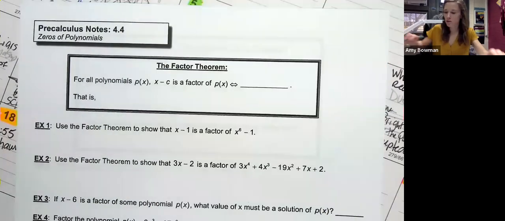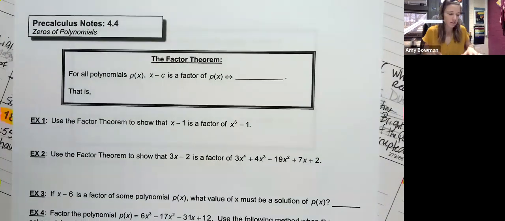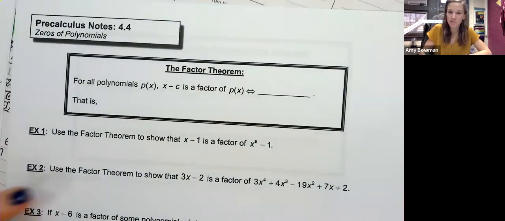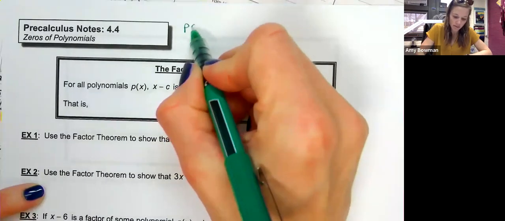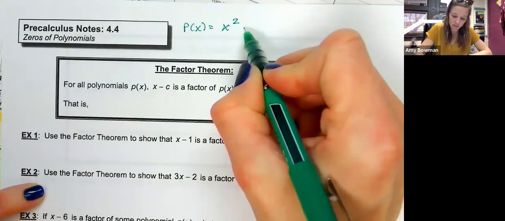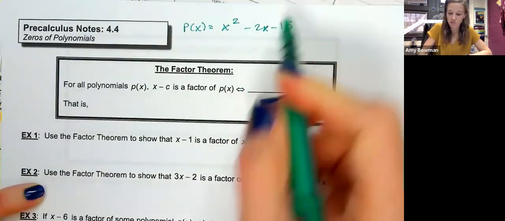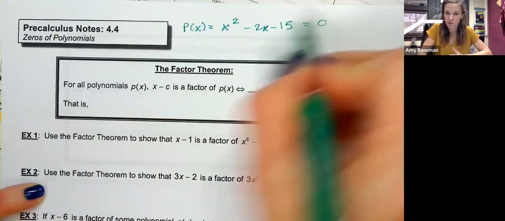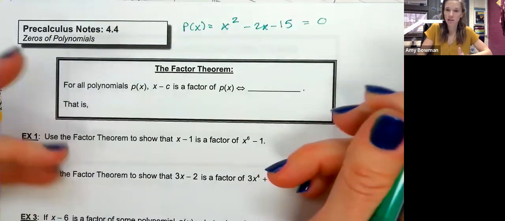All right. Hey, y'all. So we're going to jump into section 4.4, which is all about zeros of polynomials. Zeros of polynomials are x values that make that polynomial equal 0. Let me give you a quick example. If I've got x squared minus 2x minus 15, and I wanted to find the zeros of this, it just means what are the x values that are going to make this function value, or the y value, equal 0. So we would just solve for x by factoring and getting the zeros.